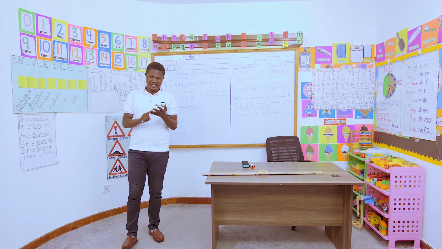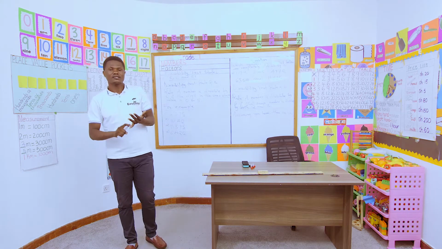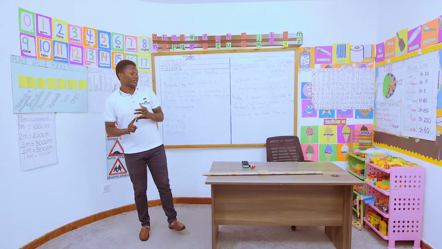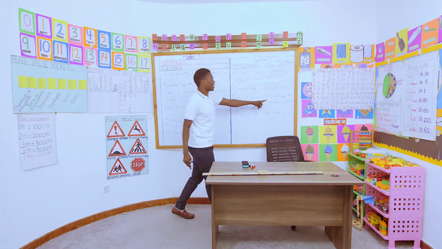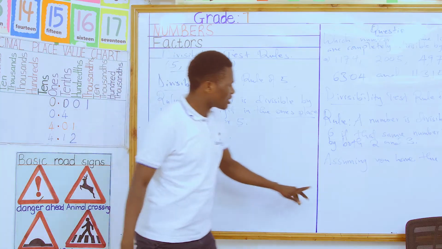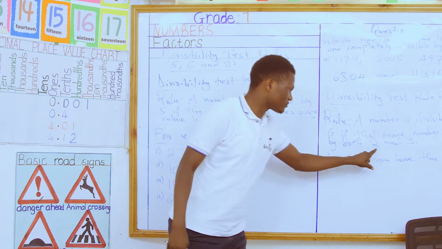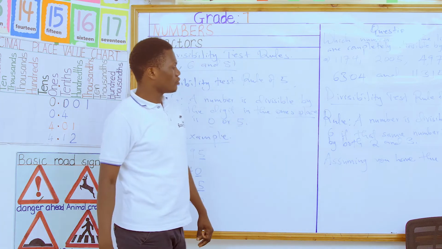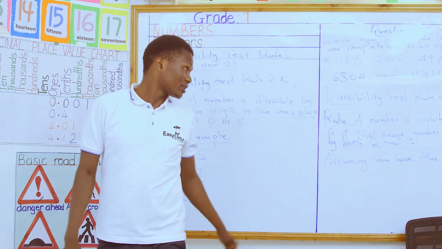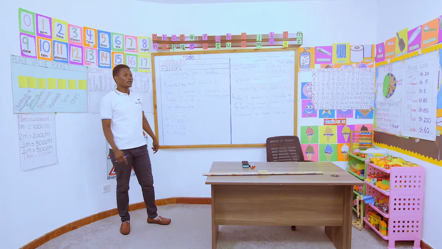In other words, you need to have conceptualized the divisibility test rule of 2 and the divisibility test rule of 3. Otherwise, you cannot go ahead to prove whether a number is divisible by 6. So in this case, you have to remind yourself of the divisibility test rule of 2. So who can remind us the divisibility test rule of 2? I just said that at the beginning of our session. Yes, Paul?